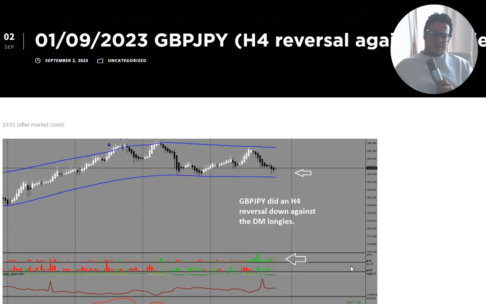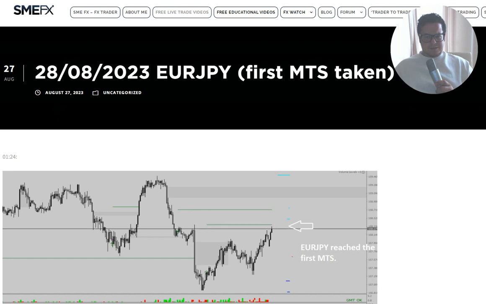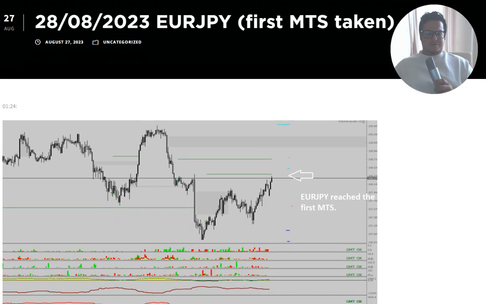And then later in the week it did a down money switch back to longies, so a 4 reversal down. This was also tradable. Not bad at all. Euro yen, this was one of my favorites. You remember maybe this from last week.